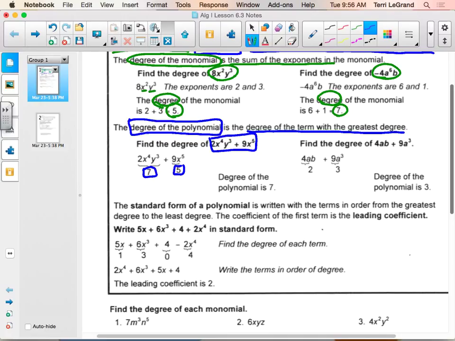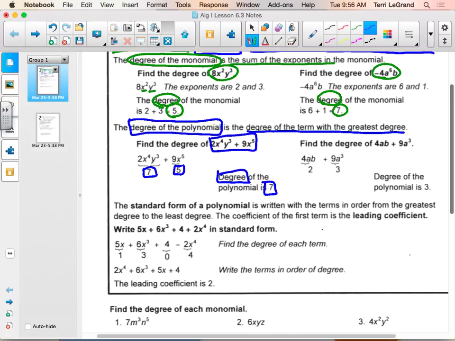So the 7 is larger than the 5, so we would say the degree of our polynomial is 7. We don't add the 7 and the 5 together. The monomial term that is the largest takes over and says, I get to claim the degree of the polynomial.